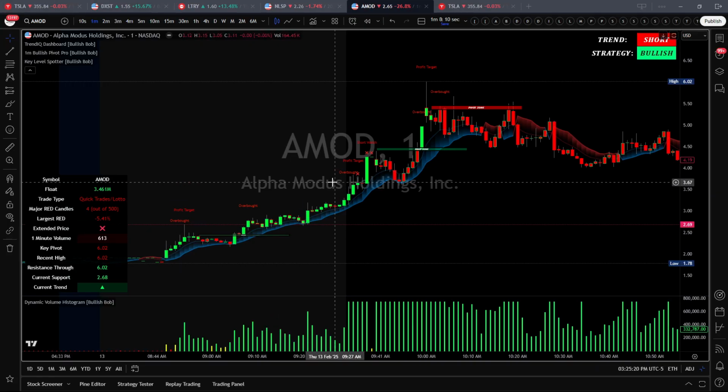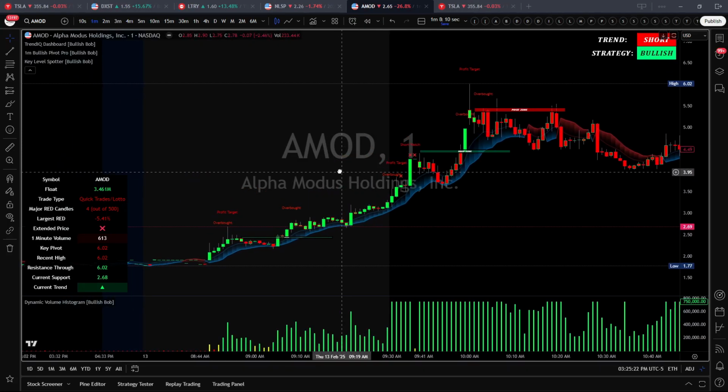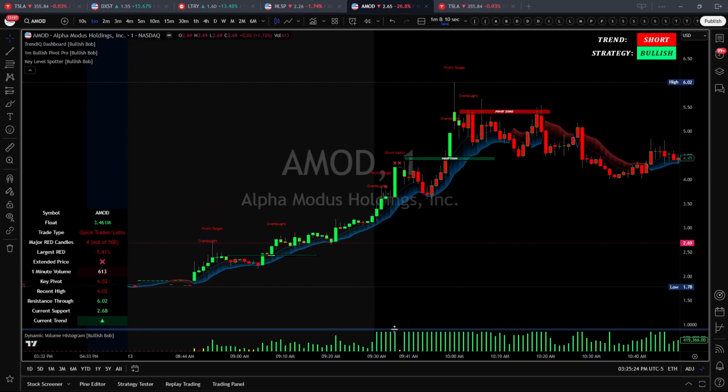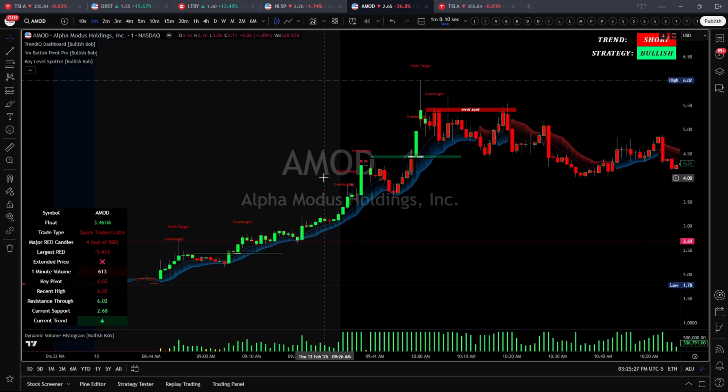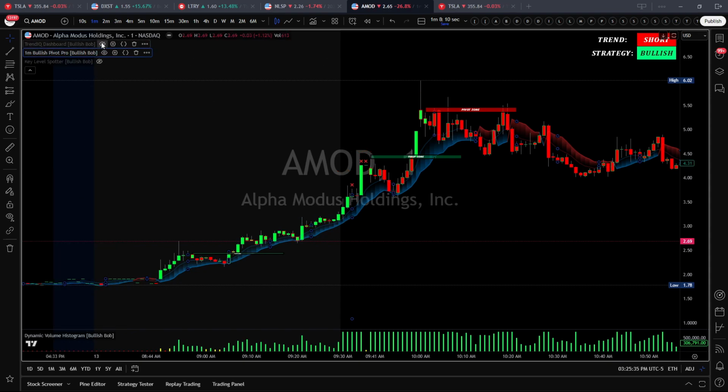So looking at this chart, this is a 1 minute chart on AMOD. We do have a number of indicators up and available, but we're going to go over really just the 1 Minute Bullish Pivot Pro. So for now, I'll shut these other indicators off so it makes it easier to see. This is the Trend IQ. I'm going to shut that off now.